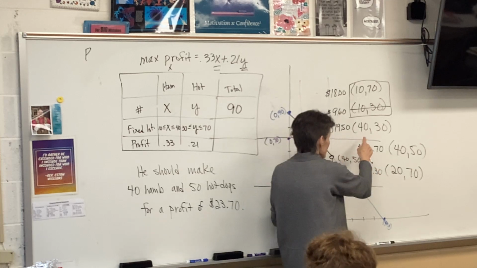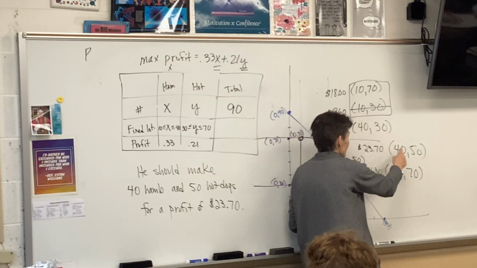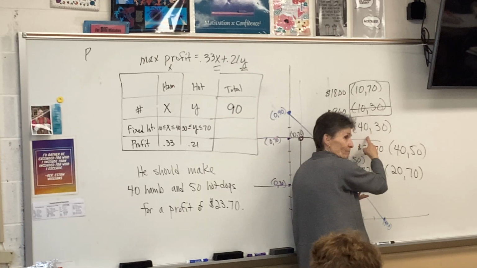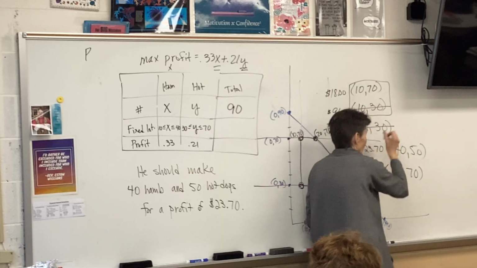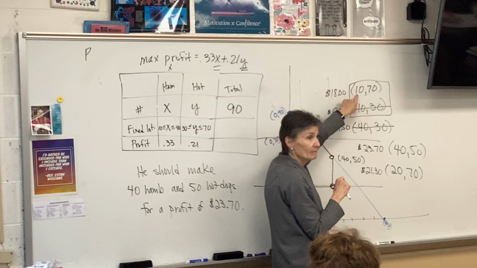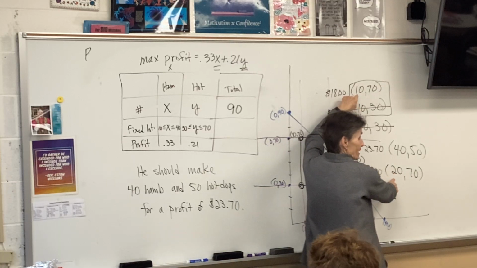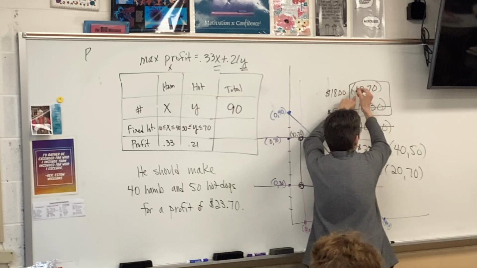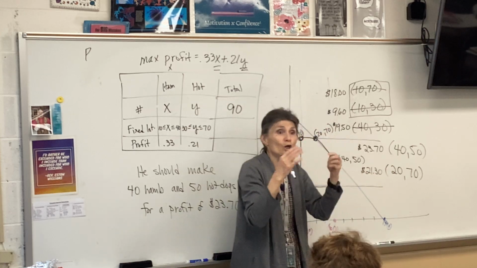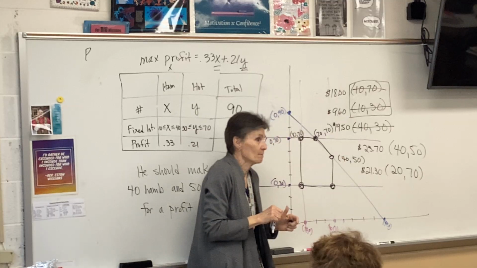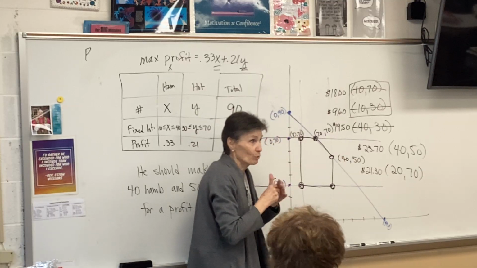Then let's look here. This one's 40-30, and this one's 40-50. Wait a minute, I'm trying to make the most money, right? So is 40-50 gonna be more than 40-30? So I could cross that one off. Now, this one's 10-70, and that one's 20-70. Won't that one be more than this one? So from the beginning, you could have narrowed it down and not typed in all of them, but it's okay to type in all of them if that's what you want to do. But sometimes you can rule them out.